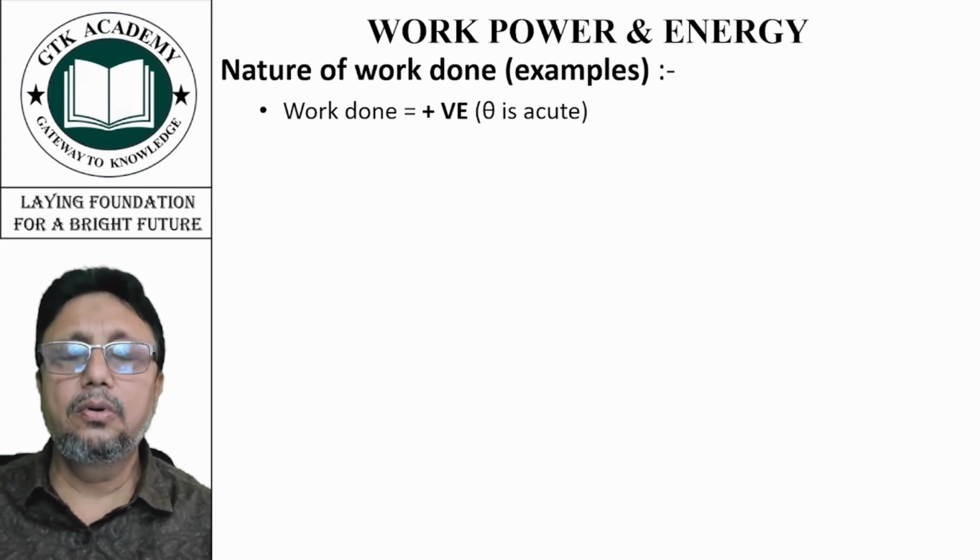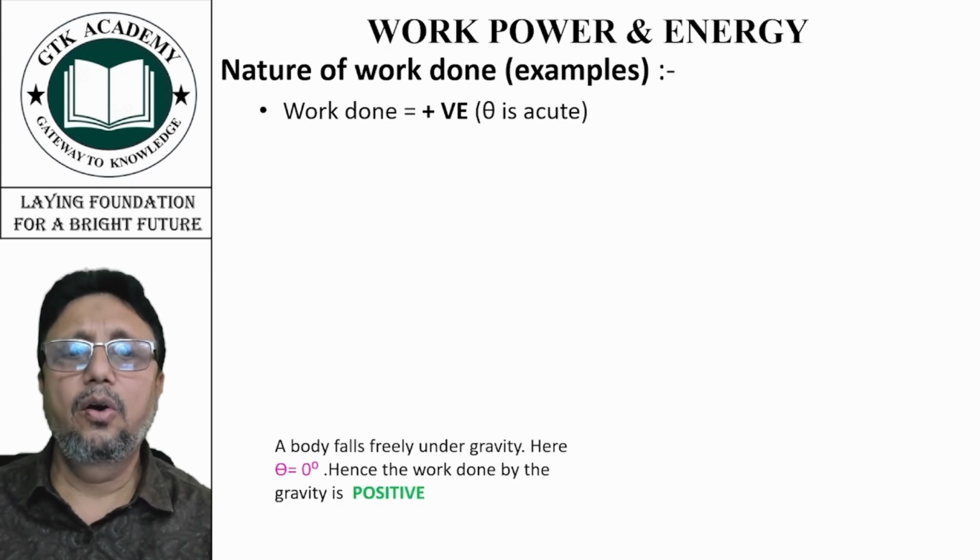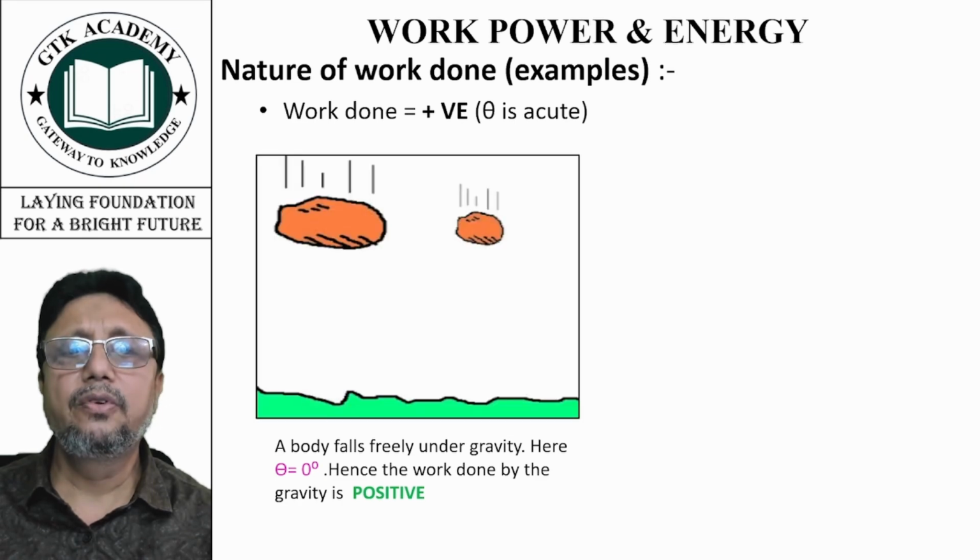Now let's take the cases where work done is positive. If theta is acute, it may be any angle between 0 and less than 90 degree. Now, if a body falls freely under gravity, where theta is 0 degree, the work done by the gravity, that is the force, is positive.